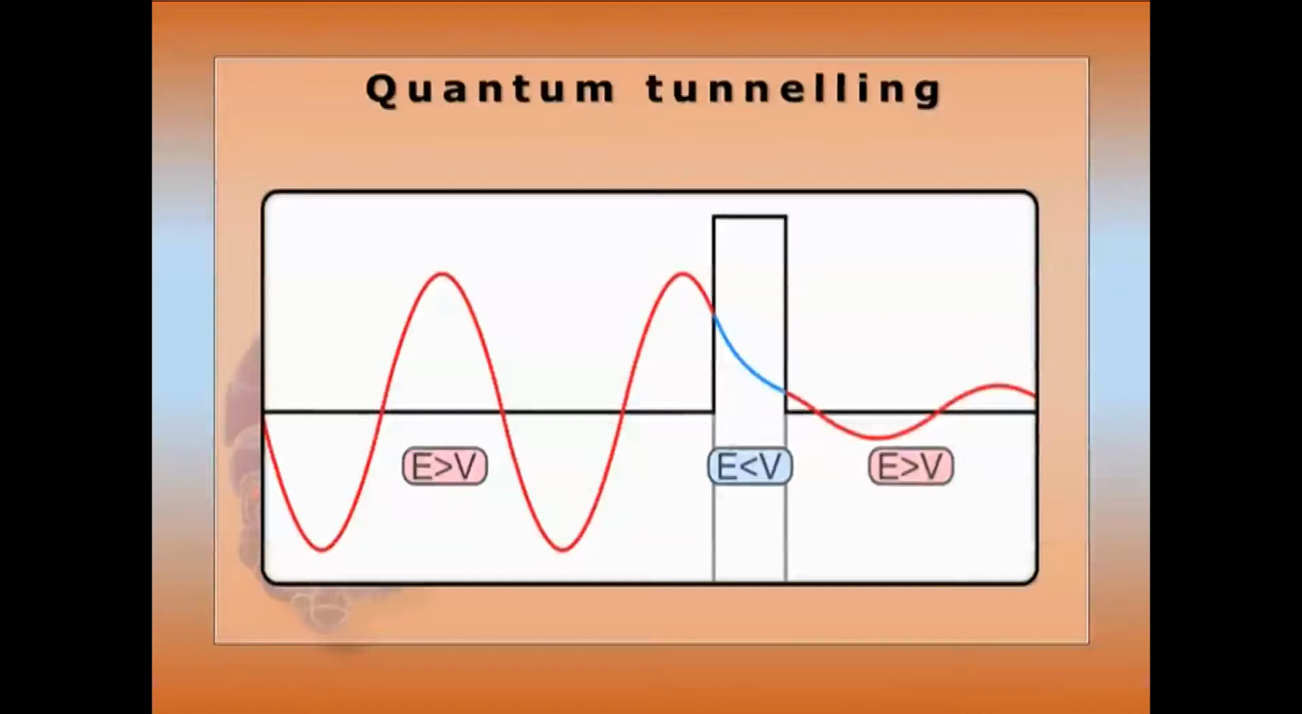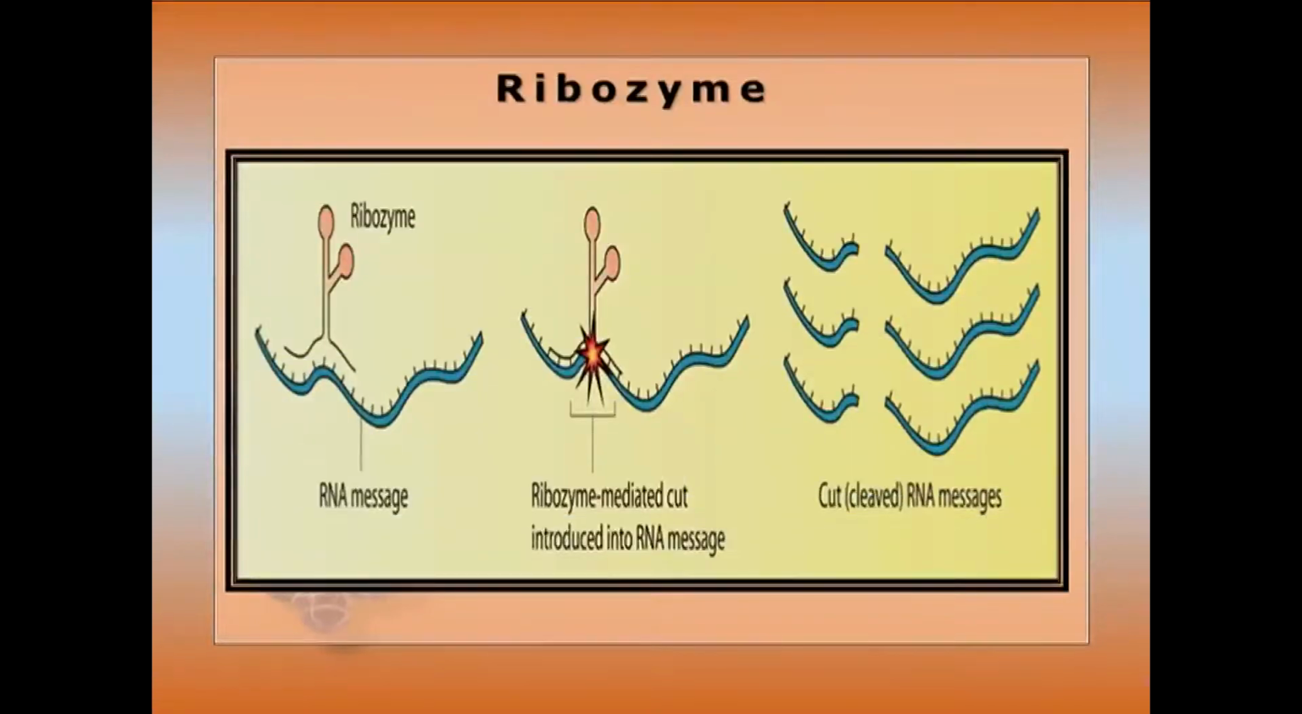Next one, quantum tunneling. In all the cases, we find that the over-the-barrier reaction is facilitated by the enzyme catalysis process. But quantum tunneling is a through-the-barrier process. Ribozyme. As we know, all enzymes are protein in nature, but ribozymes are RNA, which are catalytic in nature. So they are called ribozymes.